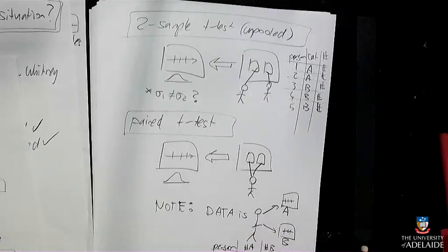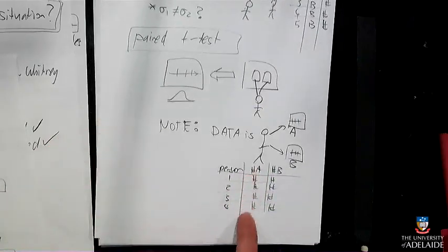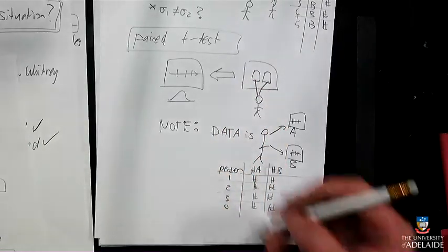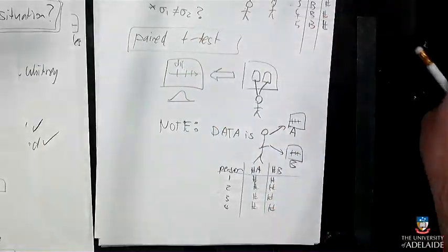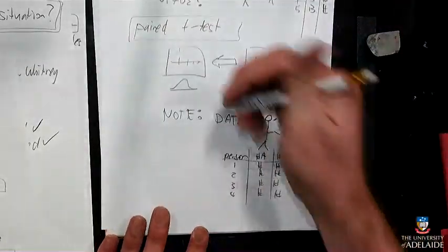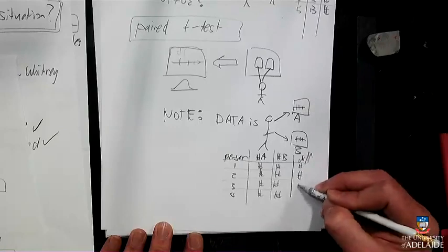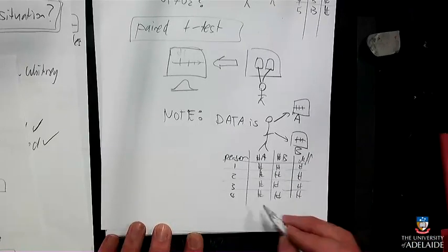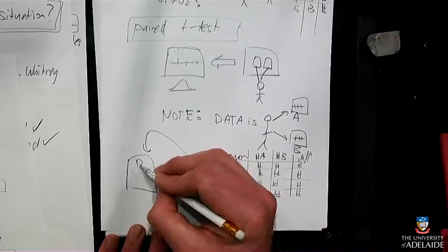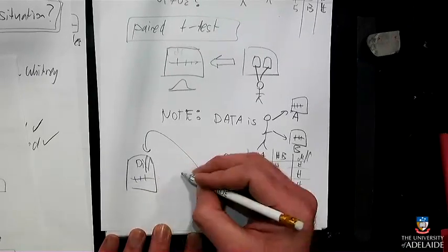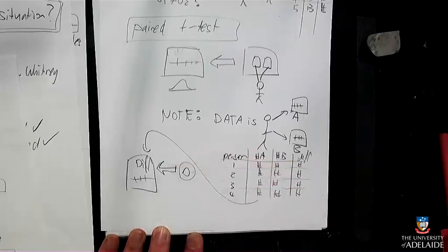Nope, because there's only one group. And here's the thing: the details of how this test works is that it's not actually based on both of these separately. It's actually only one number, which is the difference between these. So technically we create a brand new variable. We turn this data into the difference, and everybody has a difference, and we ask a new question, which is: is zero a good prediction for that difference?